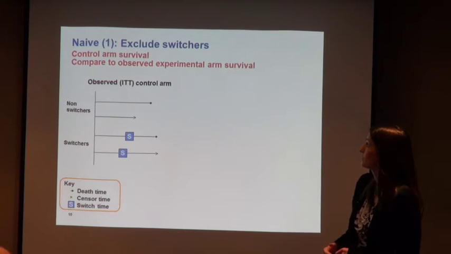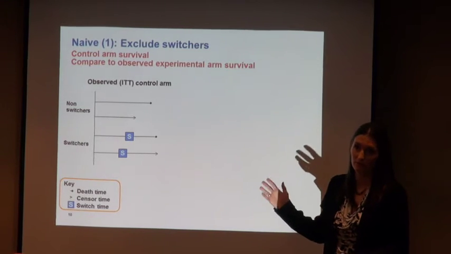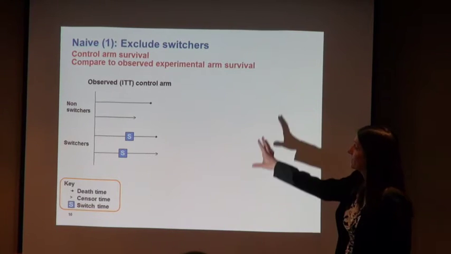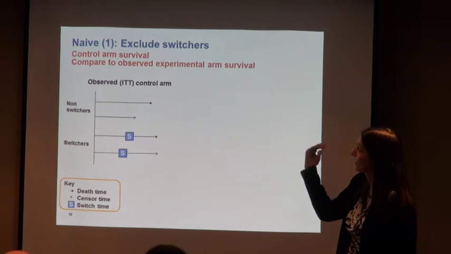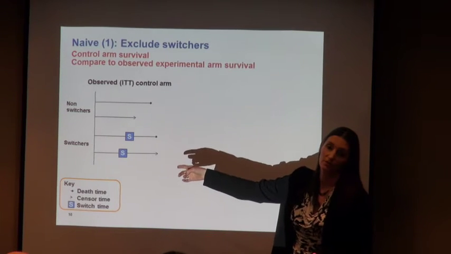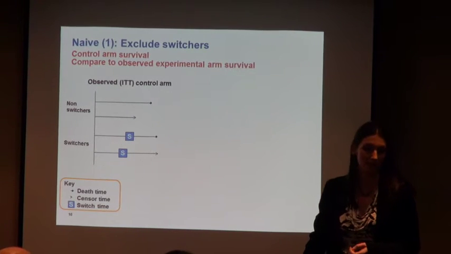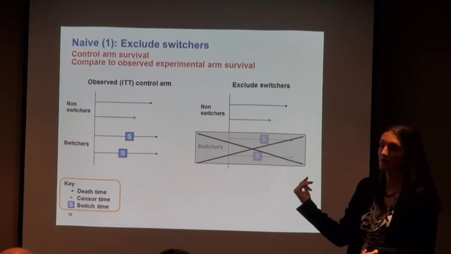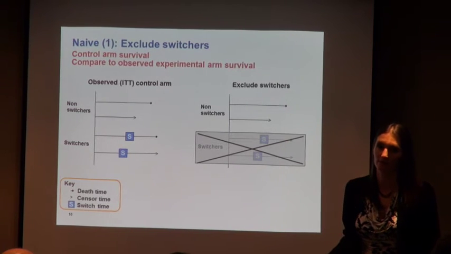So first of all, excluding switches. Obviously this is quite an obvious concept, but I just want to use it to introduce you to the diagram that I'm going to use to illustrate the other methods. So this represents what's going on in the control arm. Patients live for a certain amount of time, they die or they're censored, and then some patients switch from the control arm to the experimental arm. And this would be compared to the observed experimental arm. And obviously when we exclude switches, it's very simple. You just take those switch patients out of the analysis. You compare the non-switches on the control arm to the entire experimental arm.